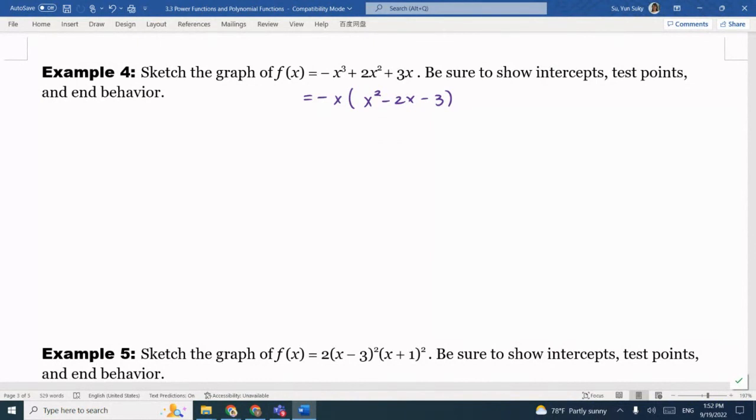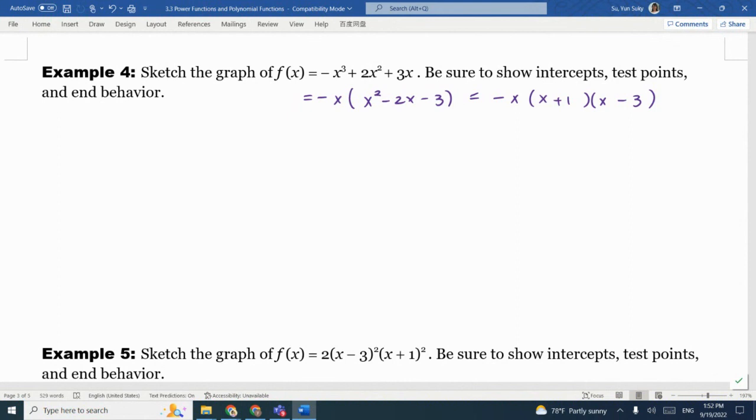And then, can you factor further? Yeah, very good. Plus 1 and minus 3. Are you okay with factoring? Remember I gave you more exercises on the Mobius lessons. So if you need more exercise, go there and practice.